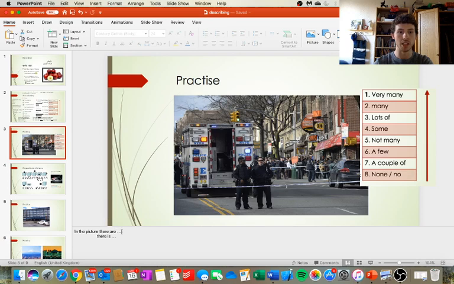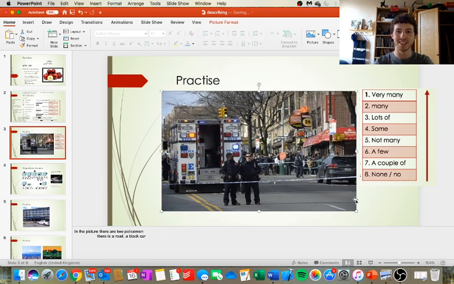So this should go here. There are 2 policemen. And Gabrielle, good. So there is, because there is 1 road. There is a road. A black car. I'd say it's more grey, but I don't know, could be black.